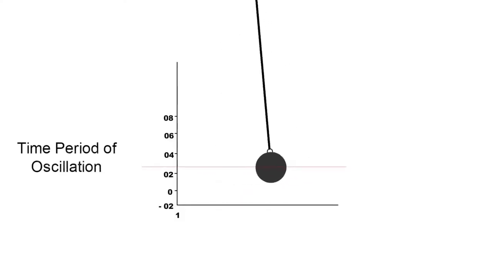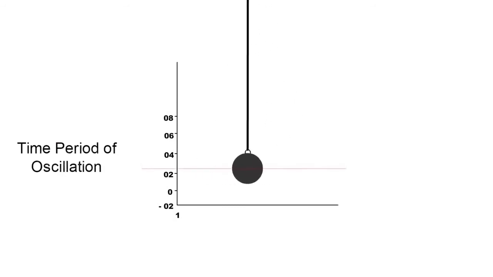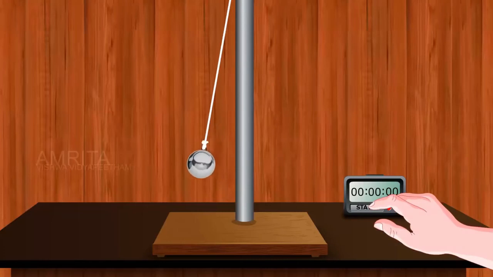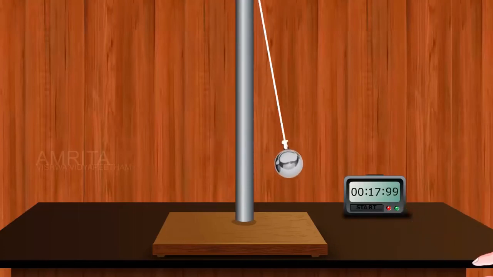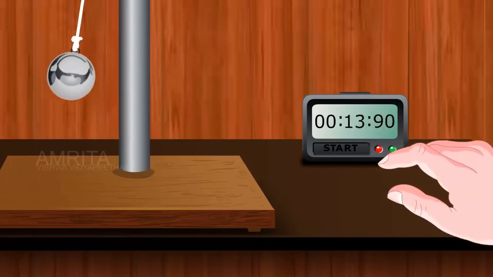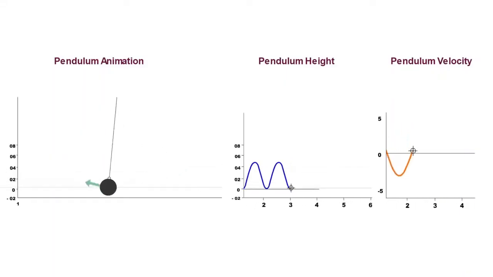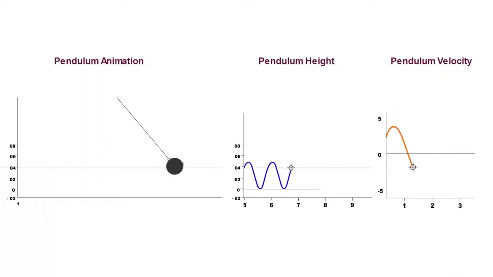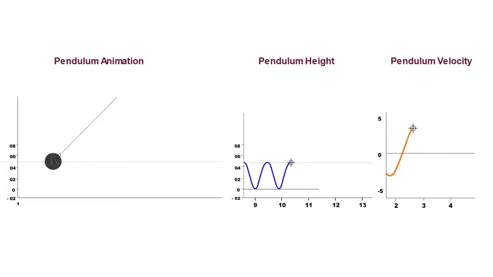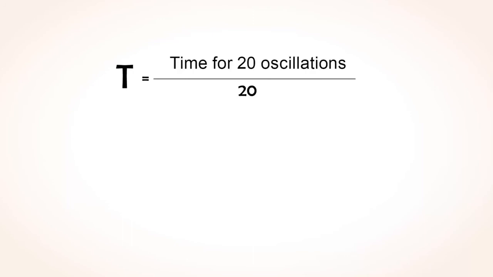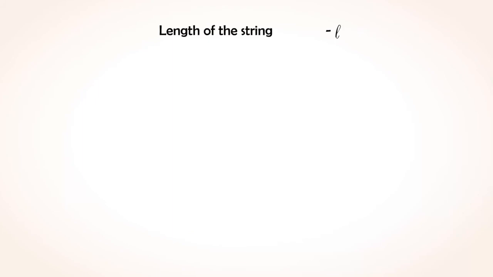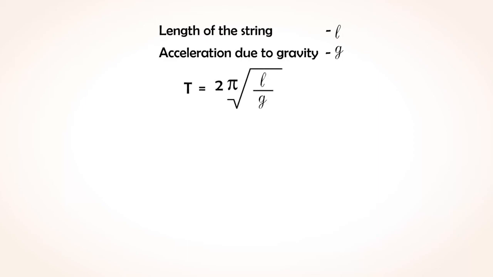Let's study the motion of the simple pendulum. Switch on the stopwatch and measure the time taken for 20 oscillations. Now, find out the time period of oscillation. T = time for 20 oscillations / 20. Time period of oscillation depends on the length of the string L and acceleration due to gravity g. T = 2π√(L/g).